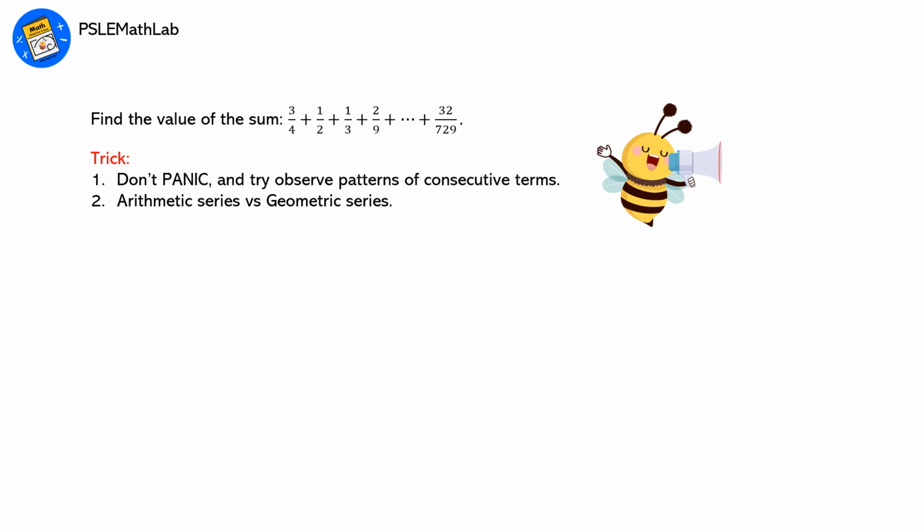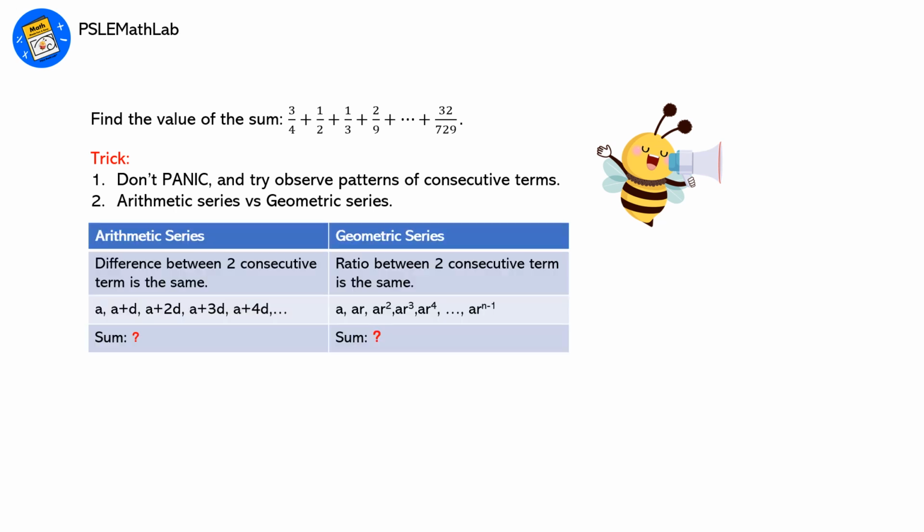The first thing is don't panic and always try to observe the patterns and relationships between two consecutive terms. Then determine whether it is an arithmetic series or a geometric series. The arithmetic series is where the difference between two consecutive terms is always a constant. And for a geometric series, the ratio between two consecutive terms is always a constant. We are going to dive a little bit deeper on the sum for geometric series and arithmetic series.